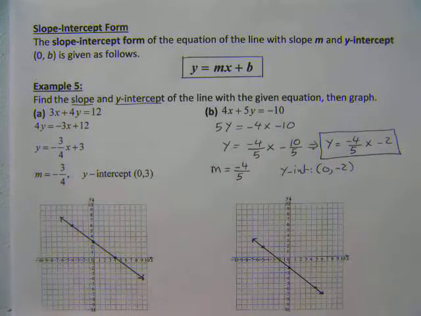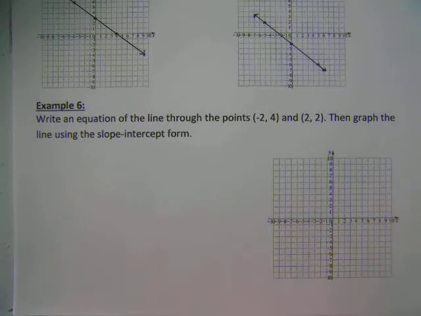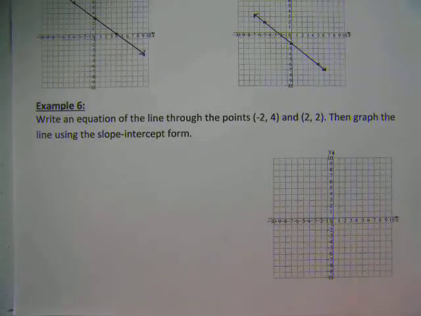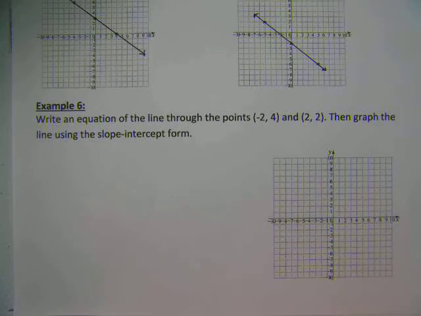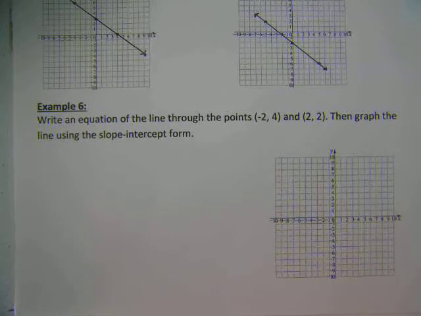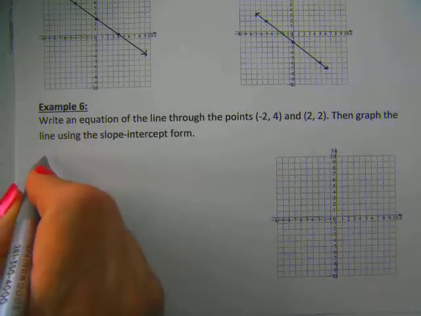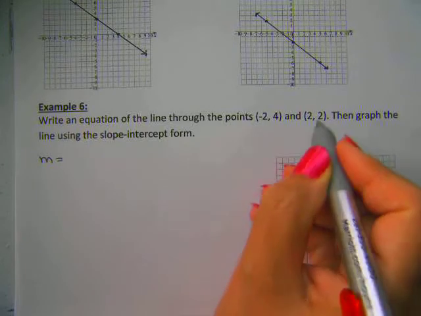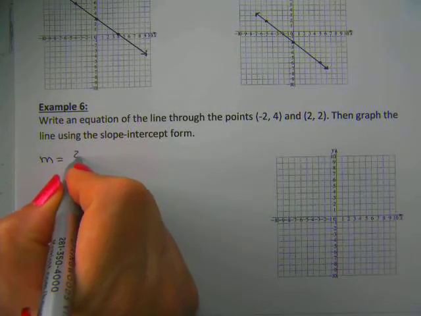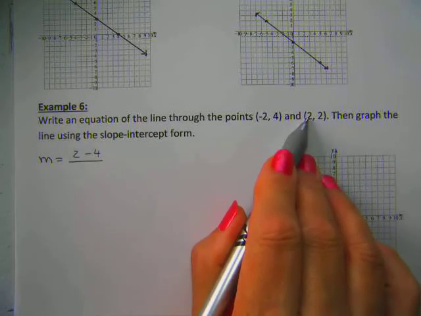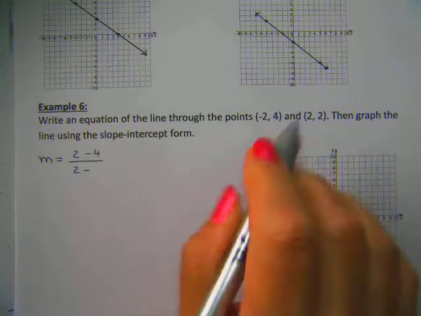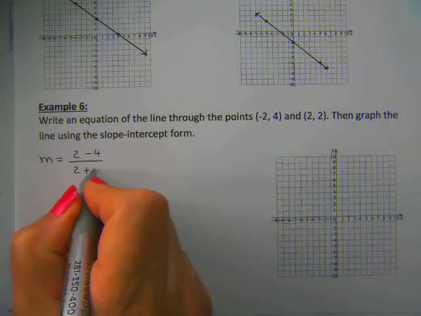Okay, let's look at the next example. Write an equation of the line through the points negative 2, 4 and 2, 2. Then graph the line using the slope-intercept form. For the slope-intercept form, we need the slope, which we are not given. So let's find the slope. m is equal to y2, the second one, 2, minus y1, which is 4, over x2 minus negative 2, so that makes it positive 2.